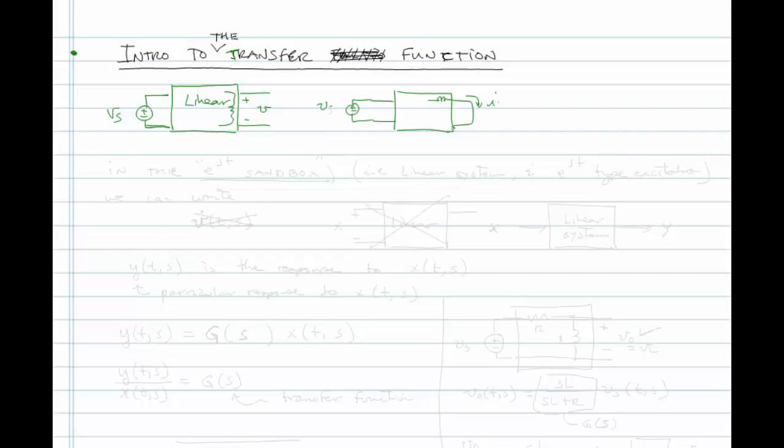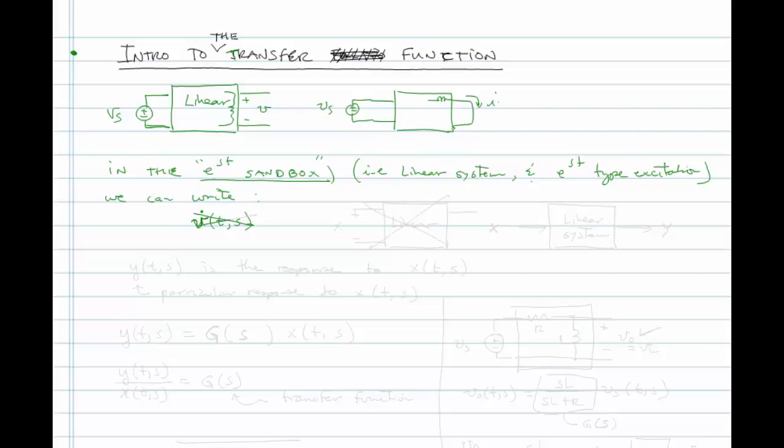Okay, and in the e to the st sandbox, okay, in the e to the st sandbox, i.e. linear system, and e to the st type excitation, we can write the following. We can describe I, and I'll say I of t comma s is equal to, or let's say V.